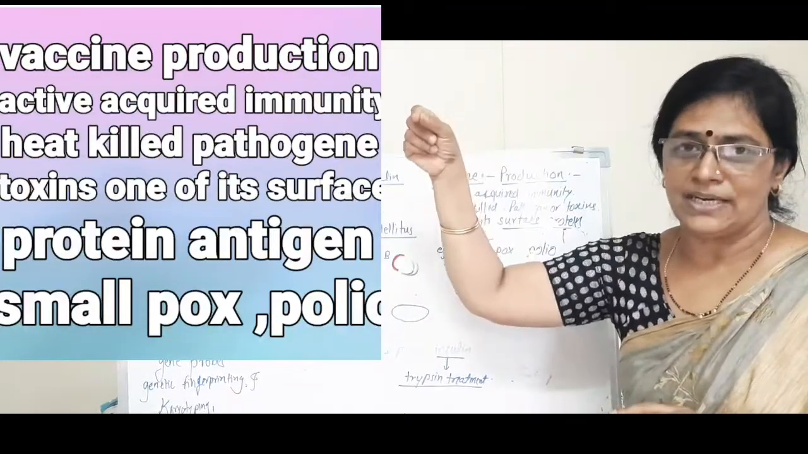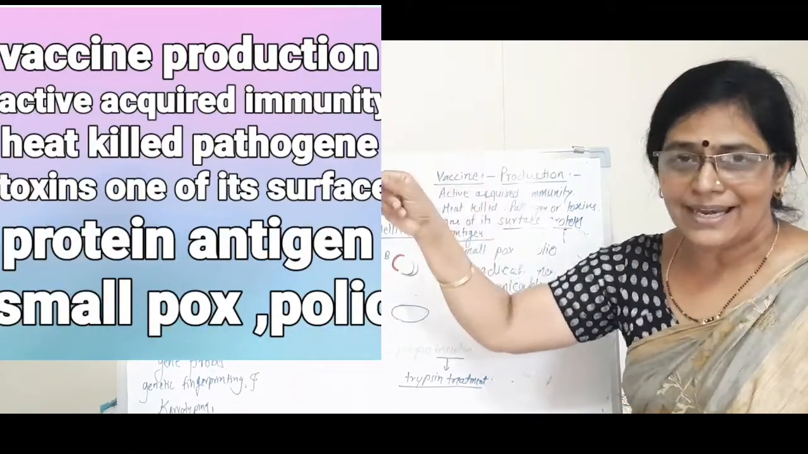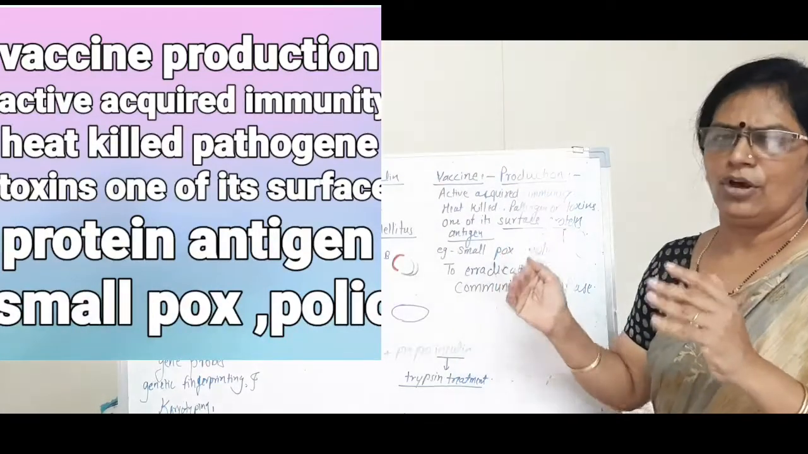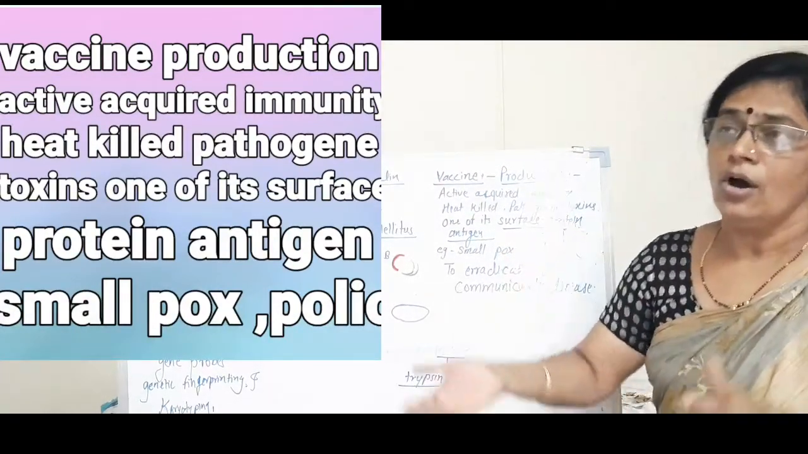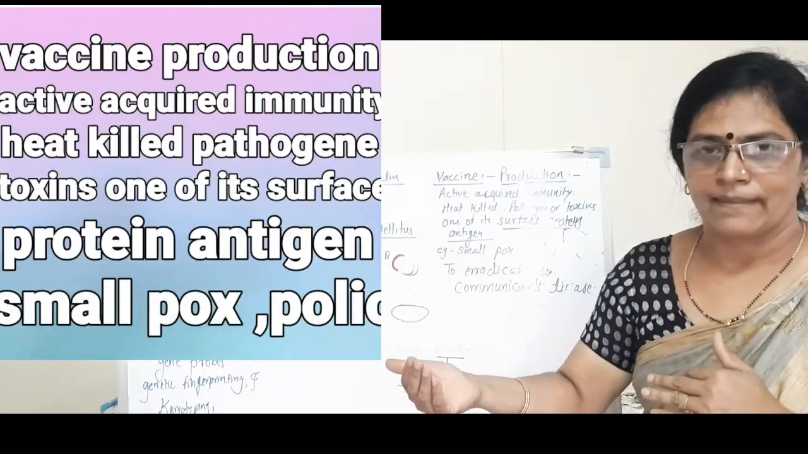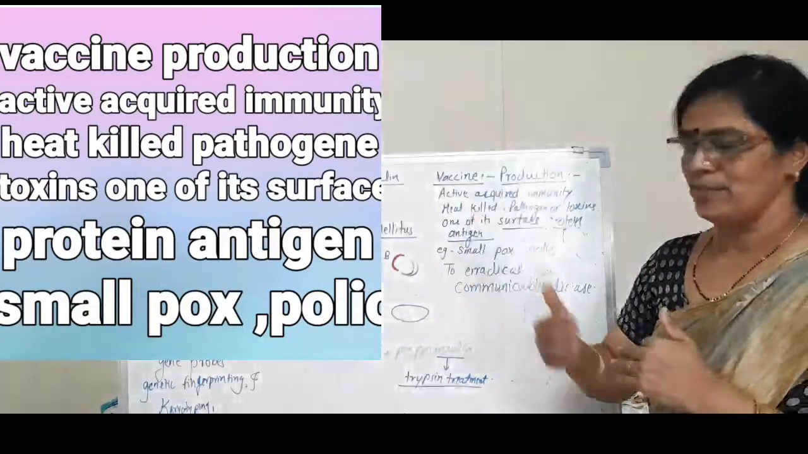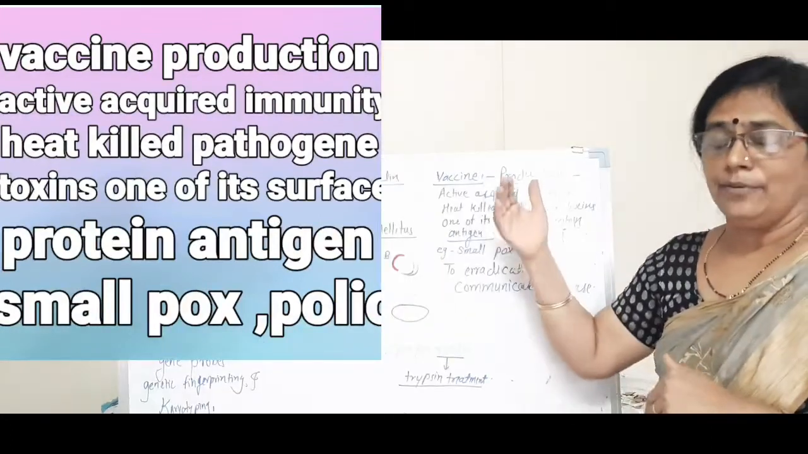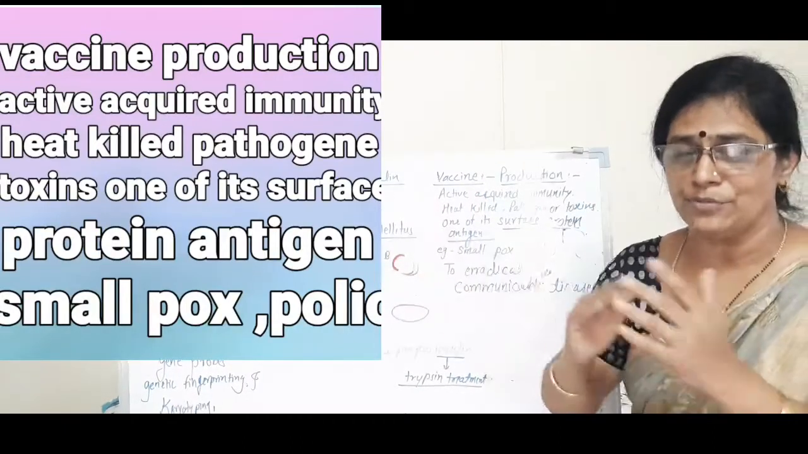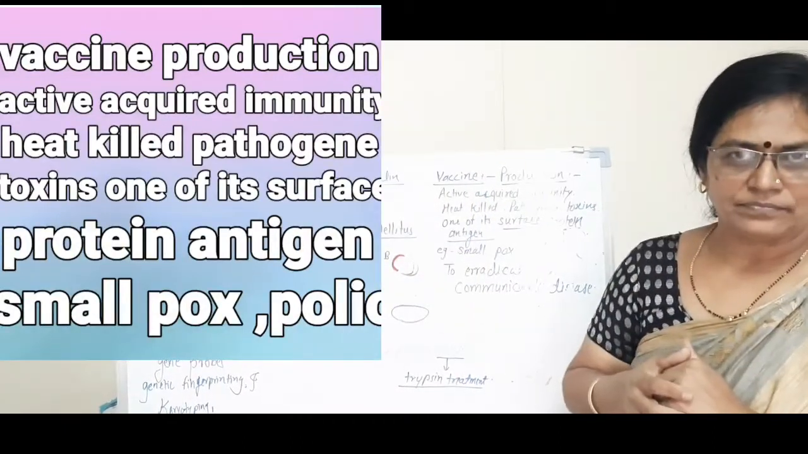The antigens are present, and it is responsible. It stimulates the immune system. So such inactivated antigen, inactivated toxin material, or heat-killed pathogen, the vaccines are produced. And we have seen in health and diseases, there are two types of immunities.